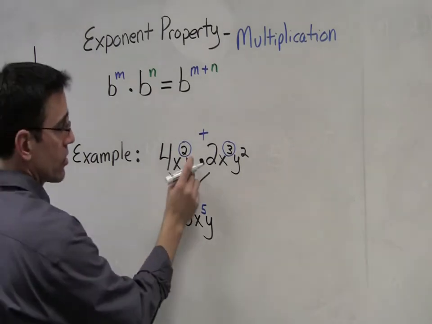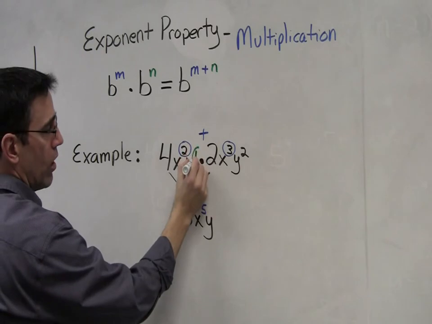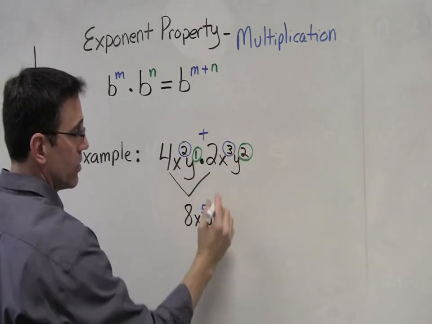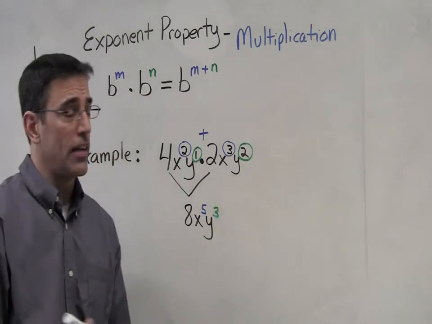And now I see that there's no number on the y, so I'm going to put a 1 there. So I've got an exponent of 1. And then I've got a 2 on this y, so 1 plus 2 makes y to the 3. So hopefully you're finding that pretty easy.